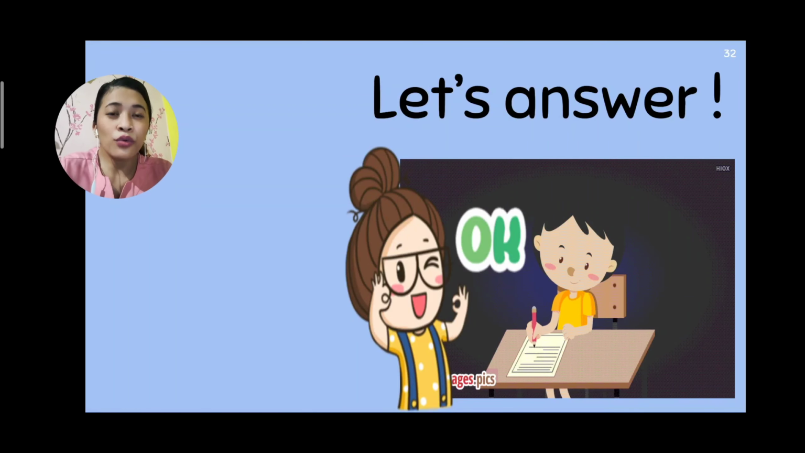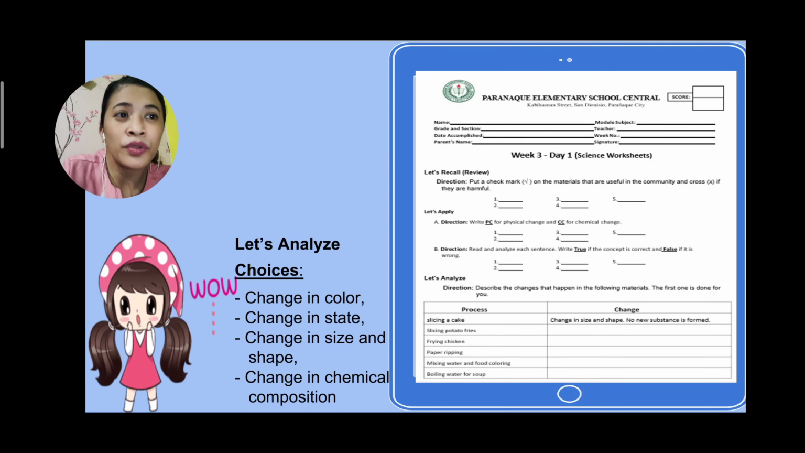Let us now take a look at the activities in Module 3. In week 3, day 1, let us recall: if useful materials, check. If harmful materials, X ang isasagot. Next, let us apply. Write PC for physical change and CC for chemical change. Pag PC, physical change. Pag CC, chemical change. Yun na po ang isasagot. Next, letter B. True or false lang po.